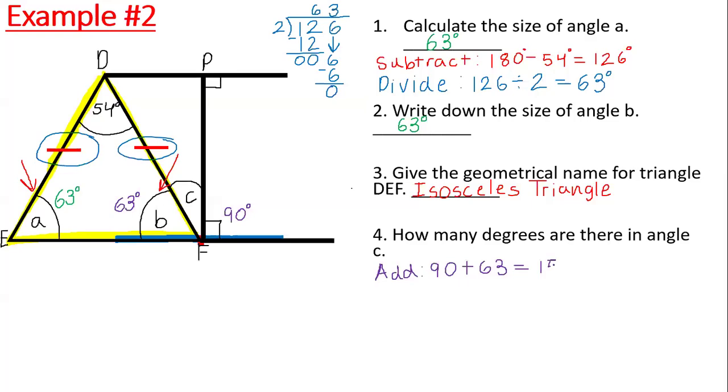And then we are going to take away from 180. We subtract, right? 180 minus 153. And that gives us what? 27. So 180 minus 153.